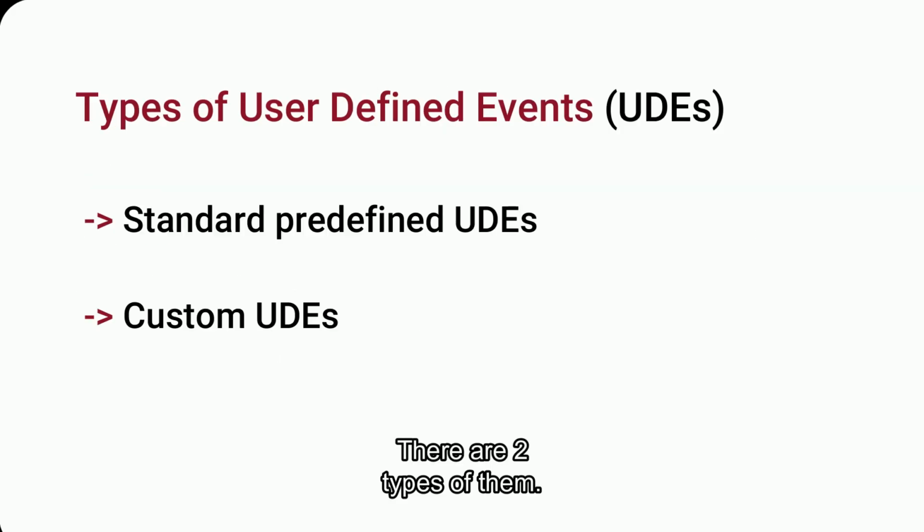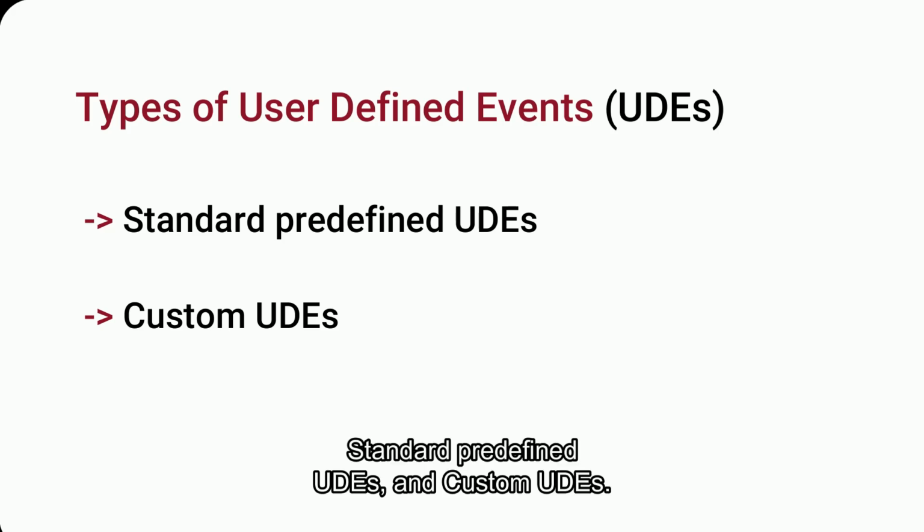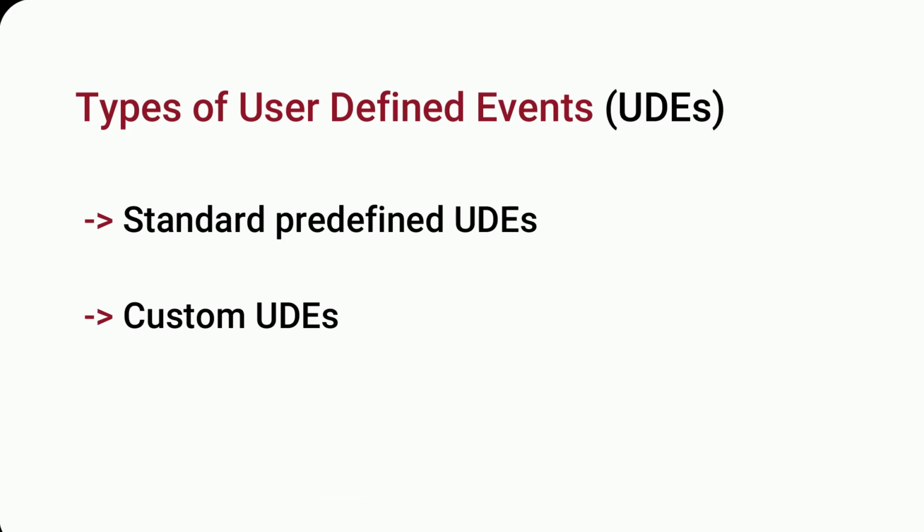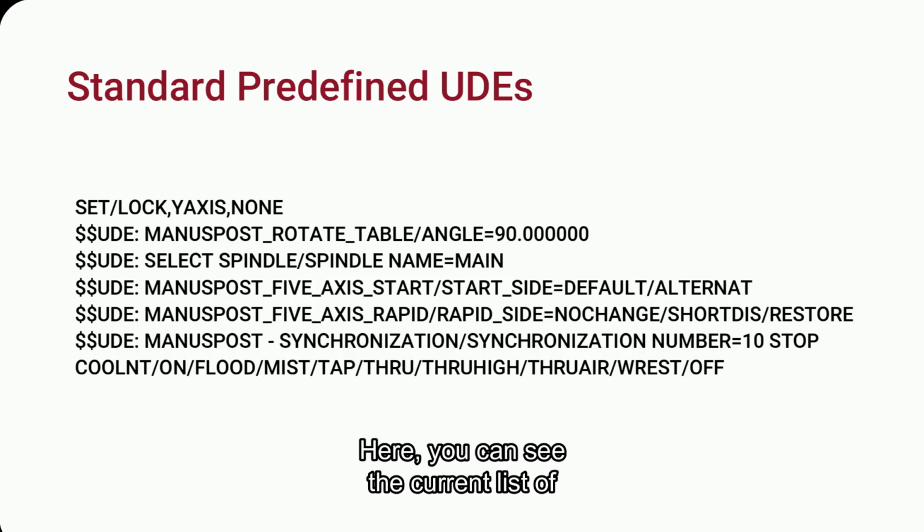There are two types of them: standard predefined UDEs and custom UDEs. Here, you can see the current list of predefined UDEs in Monospost. You add them inside the CAM, and then Monospost reads them and automatically activates the related events inside the post processor. Keep in mind that these UDE expressions may change in each different CAM. To learn the UDE expression that can be used in your CAM, look at the CAM-specific UDE guides in the help.